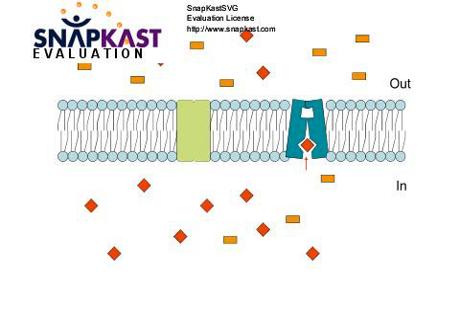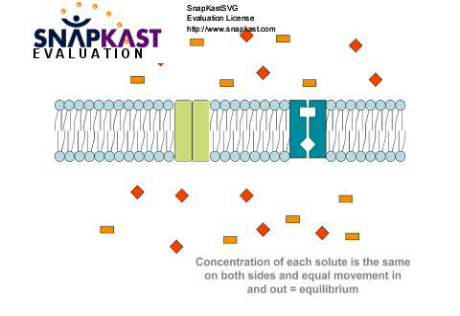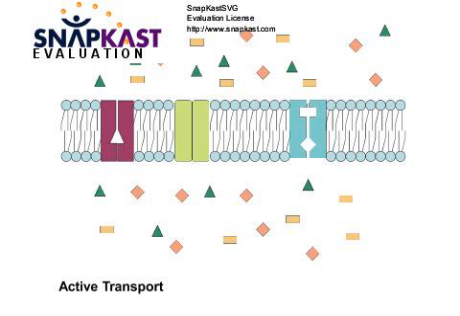You can see it goes back in the other direction as that red square goes in and triggers movement to push the materials outside the cell. That continues until the concentration of whatever molecule it's moving is the same on both sides of the membrane. There will be the same concentration on the outside of the cell membrane as on the inside.